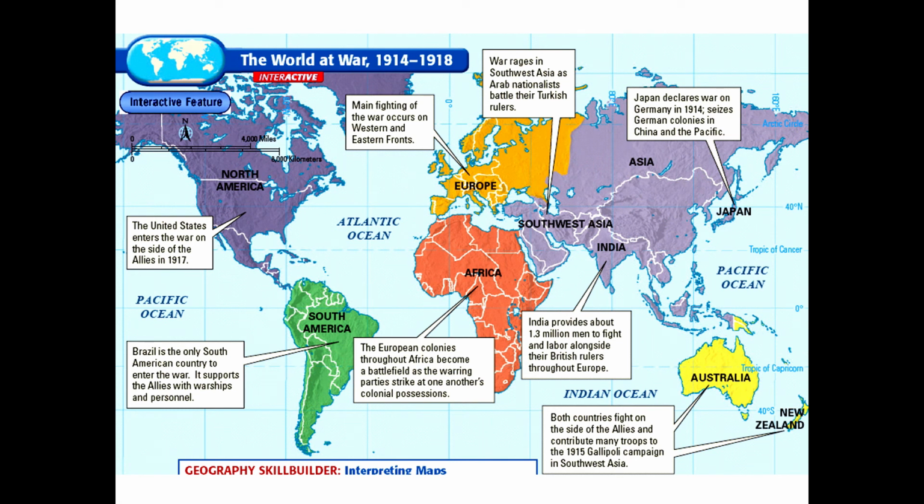India provided about 1.3 million men to fight and labor alongside their British rulers throughout Europe. Both Australia and New Zealand fought on the side of the Allies and contributed many troops to the 1915 Gallipoli campaign in Southwest Asia. European colonies throughout Africa became a battlefield as warring parties struck at one another's colonial possessions. In South America, Brazil was the only South American country to enter the war, supporting the Allies with warships and personnel. And finally, the United States entered the war on the side of the Allies in 1917.